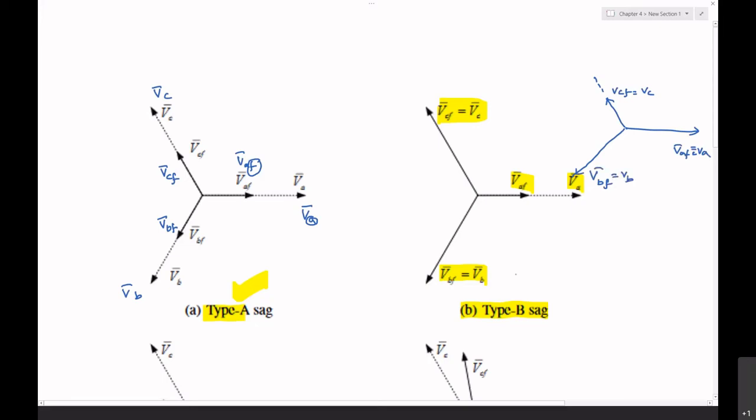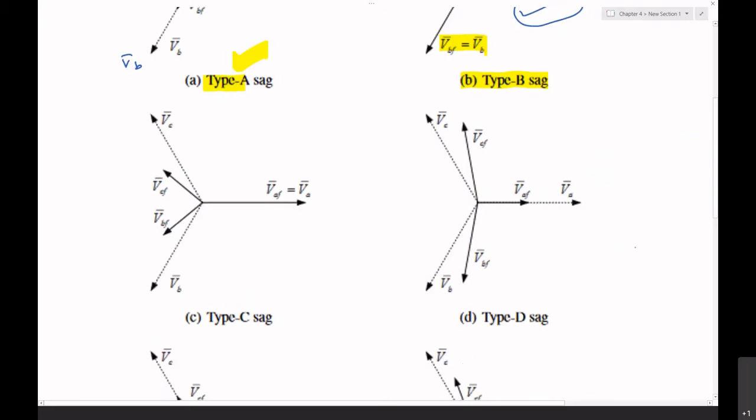The line to ground fault may occur in the C phase or maybe in the B phase also. Don't think that this is always the waveform which is going to occur with a line to ground fault. This is about the type C sag.